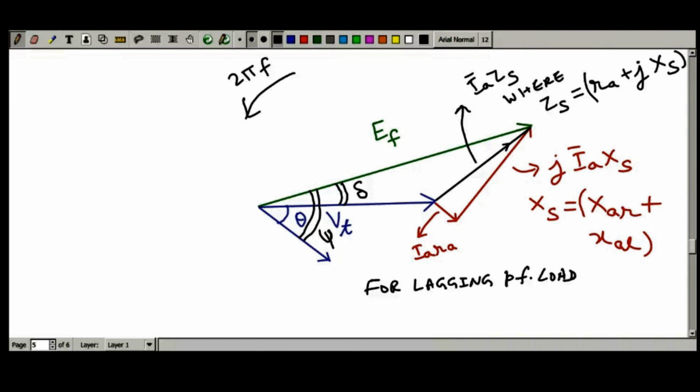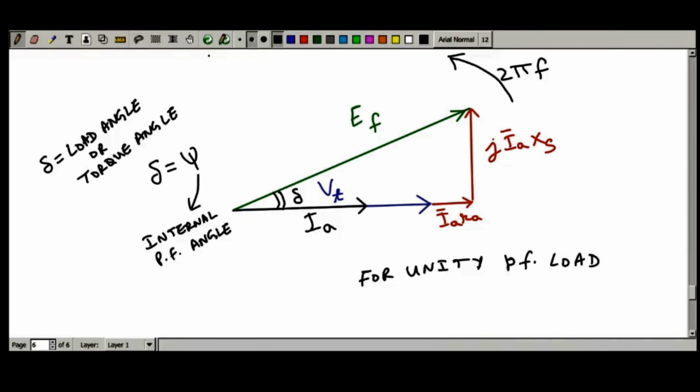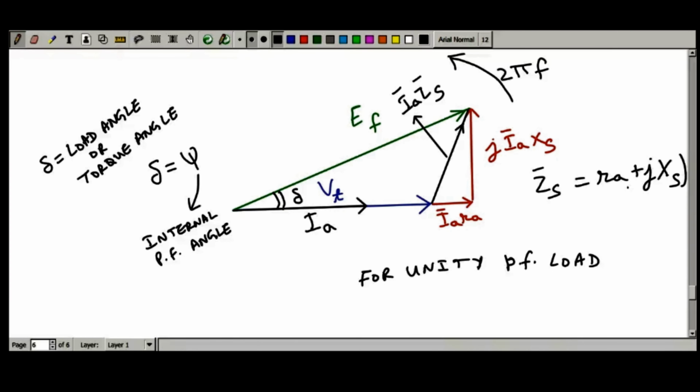Okay, so let me indicate this synchronous impedance term, that is the IAZS drop. This thing is your IAZS. What is ZS? Synchronous impedance. ZS is the synchronous impedance, that is armature resistance RA plus synchronous reactance XS.